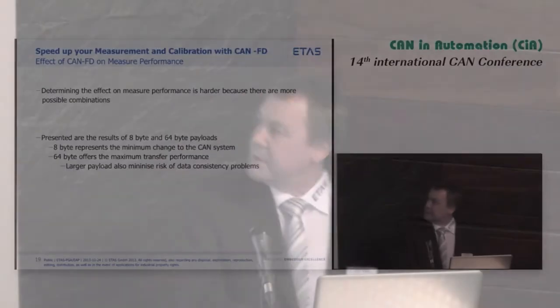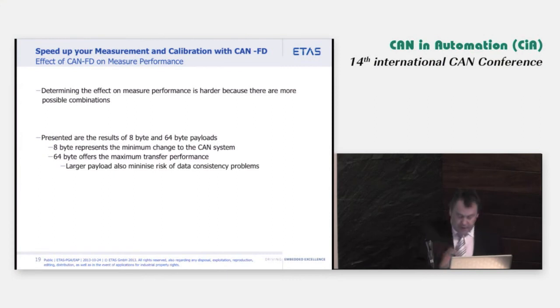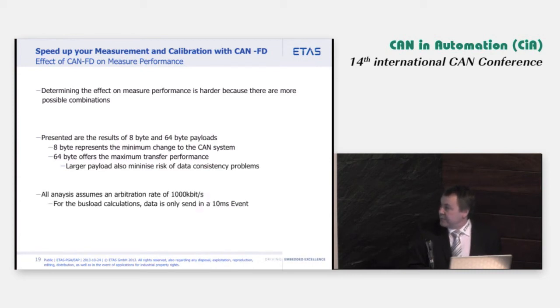So what I wanted to do is compare the 8 and the 64 bytes. The 8-byte system because it's the easiest change, the 64-byte system because it offers the best transfer performance, and also because we reduce the risk of data consistency problems. What can happen when you're measuring data with XCP is that the ECU sends a big chunk of data, it gets put on the CAN bus, and then some more data is sent by the ECU before all the information has been put on the CAN bus, and then we have to try and manage that data. We can improve that using 64 bytes.